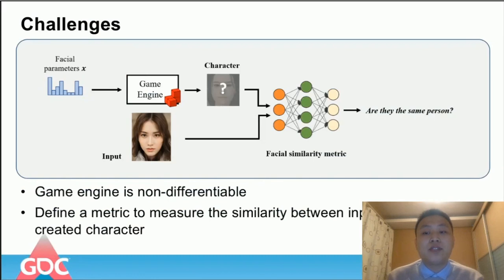There are two challenges in character creation. The first challenge is how to solve the problem that the game engine is non-differentiable. If the game engine is differentiable, we can use a powerful tool, the gradient descent method, to solve this appearance matching problem. On the other hand, the second challenge is to find a suitable metric that can measure the similarity between the input photo and the created character.